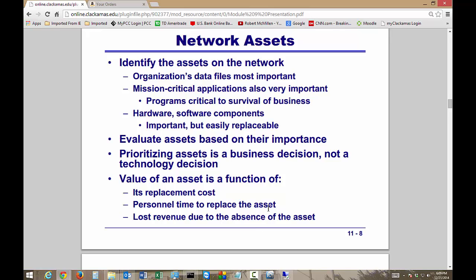Value of an asset is a function of its replacement cost. Of course, a lot of times that's what people see right away, what would it cost to replace it, but they don't really know the true nature of the replacement cost. The personnel time to replace the asset should also be included in that replacement cost, and the lost revenue due to the absence of the asset.